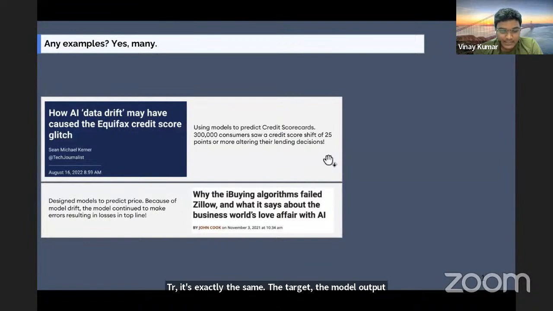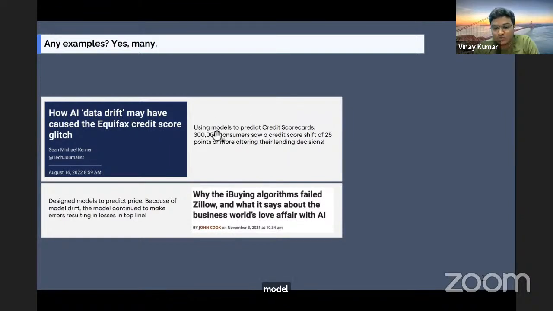So are these hypothetical scenarios? Not at all. If you are familiar with deploying these models, particularly in high volume, high value transactions, you would be aware of these outcomes quite often, quite quickly. There are some examples where these are the reasons behind failures. For example, Equifax last year: there was assumed to be a data drift in the model that was not being observed or tracked, which led to model failure, where they were giving wrong credit scores, with a change of almost 25 points, for more than 300,000 customers.